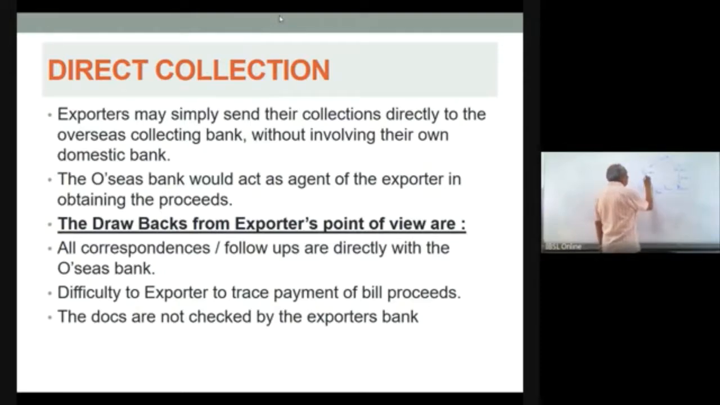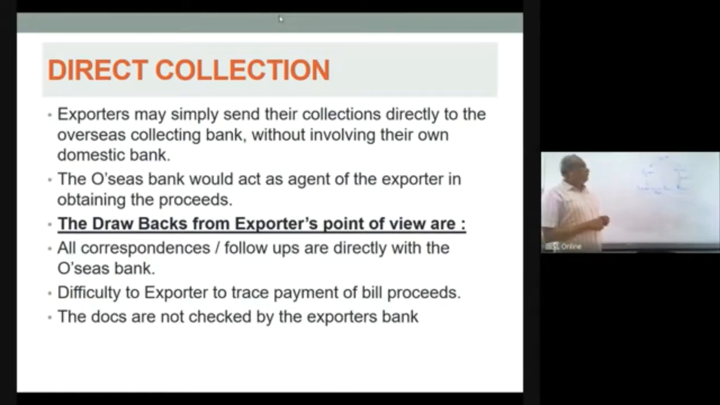Collecting bank, then they will give the documents to the buyer. This is the cycle. Now, the direct collection means instead of giving these documents to the remitting bank, their own bank, they will send the documents direct to the collecting bank. That is what you call direct collection.